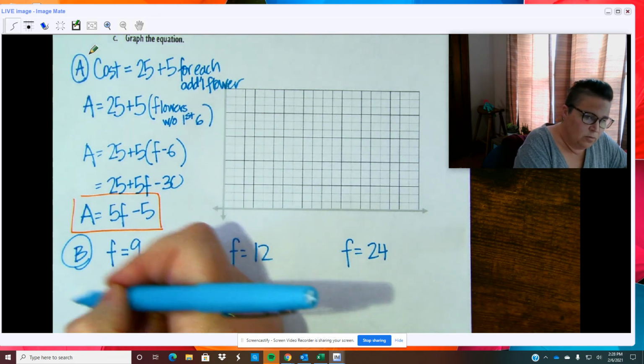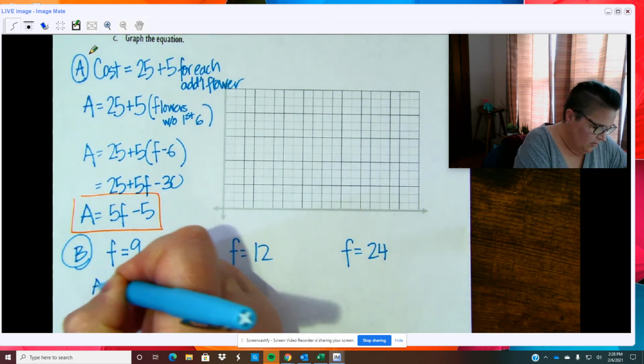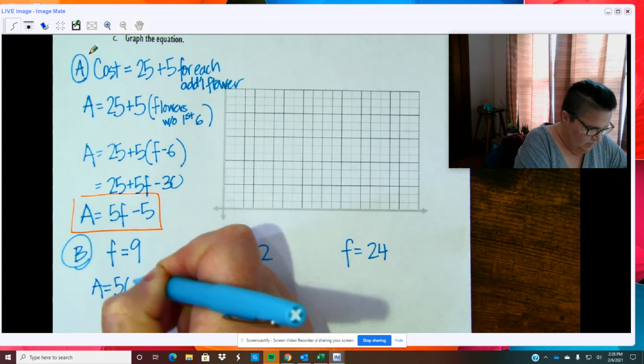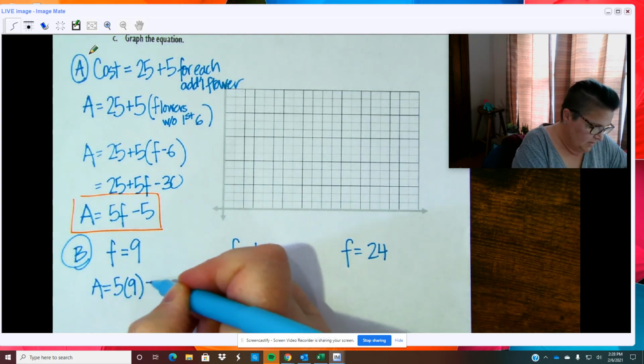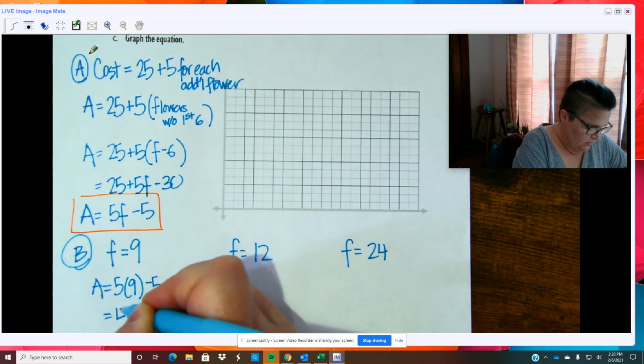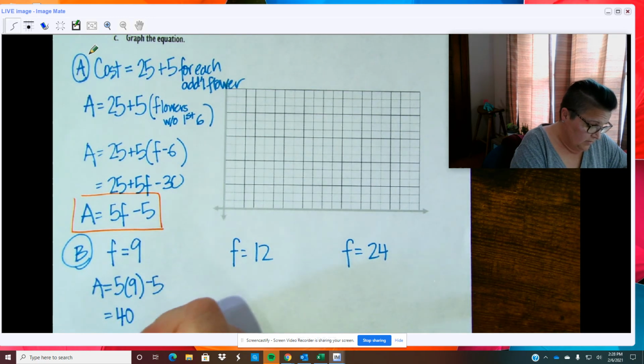When F is equal to 9, the cost of the arrangement would be 5 times 9 minus 5, which is 40. This gives us a point at (9, 40).